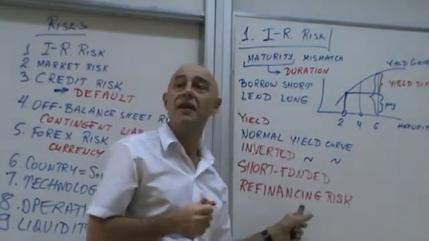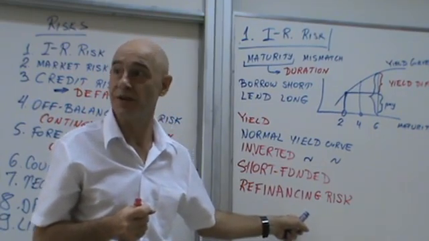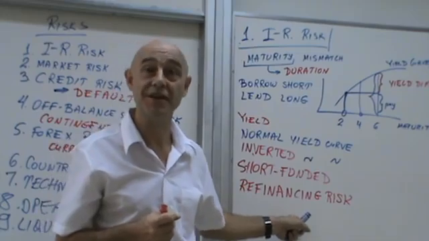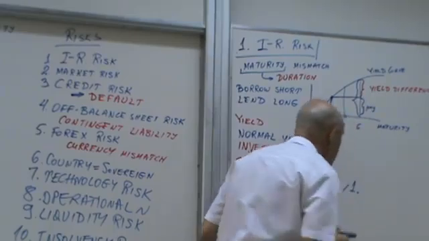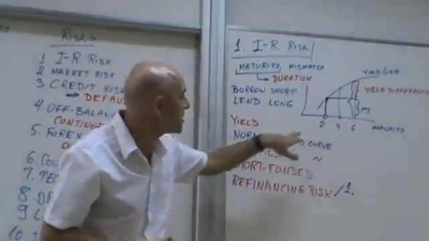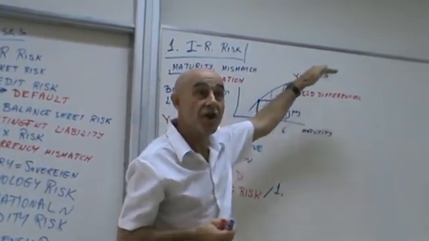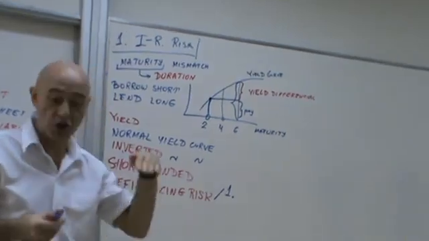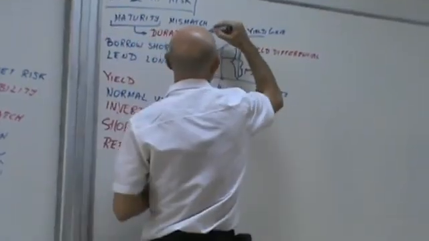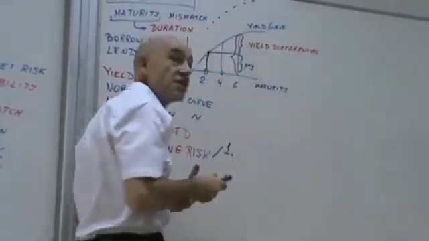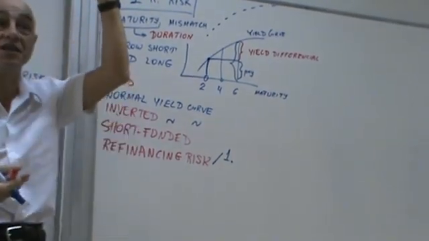Refinancing risk can be almost like a liquidity risk, and I'll try to explain. It's tricky. Number one, refinancing risk means the following. The yield curve is upward and normal, but the yield curve could move upward. It could move like this. In other words, all interest rates in the economy rise as they did in the 70s.